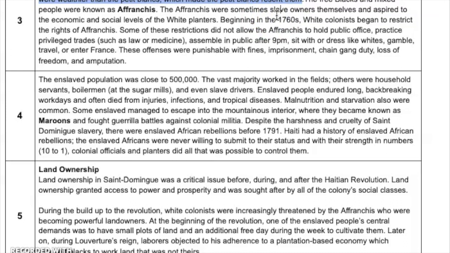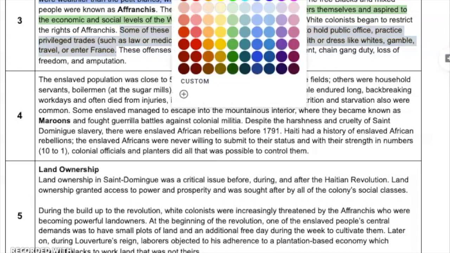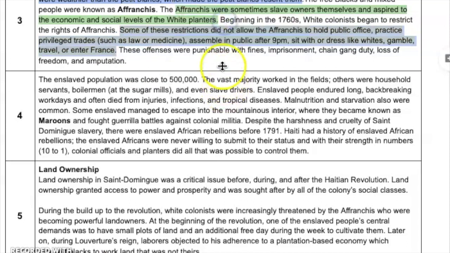And they talk about the idea that the affranchis, those that are of mixed or African descent that are free, are fighting for economic rights as well. They want to be able to dictate how they run the colony. And then we see some political situations break down. In the 1760s, in order to enforce a difference between the white colonists and the affranchis, they created restrictions that would not allow affranchis to hold various rights in society.